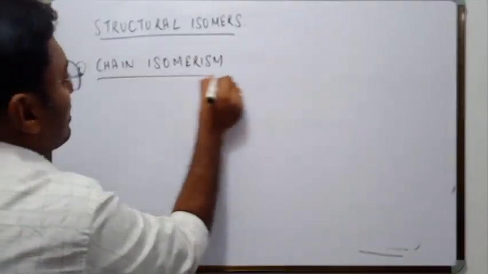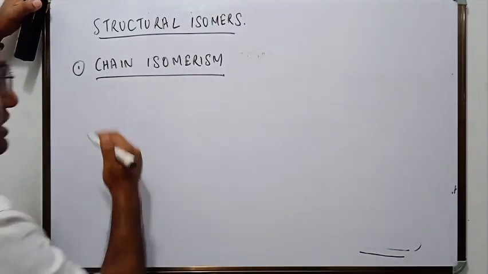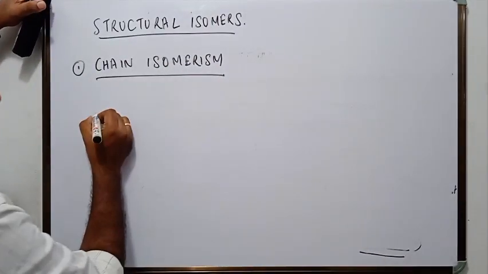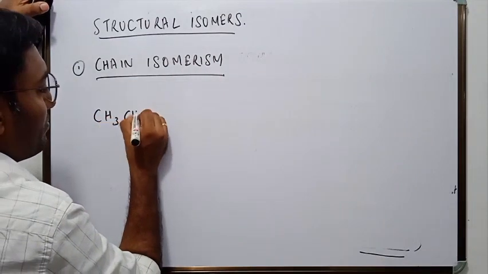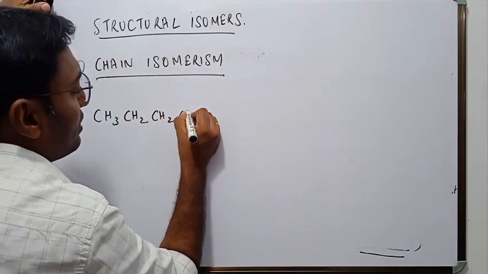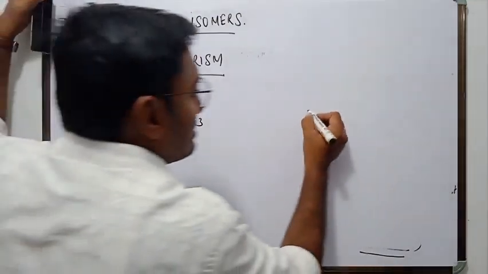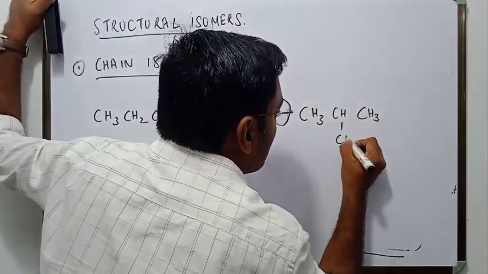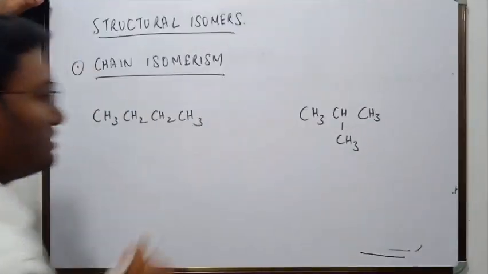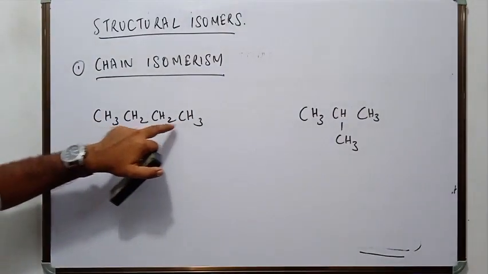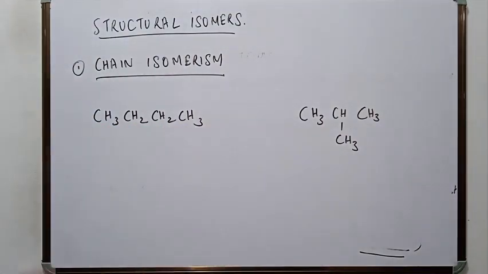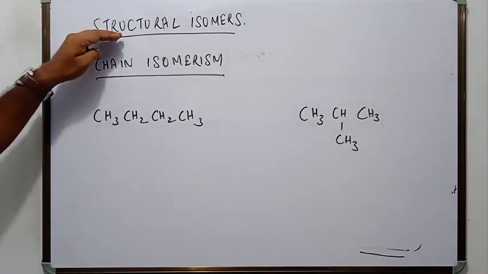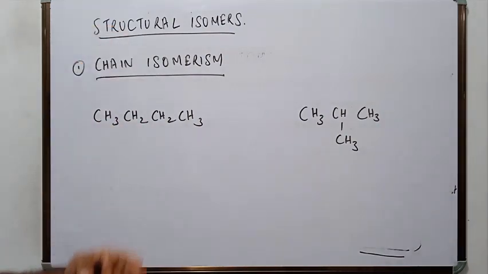Let me first write down the examples of chain isomerism, and then we will explain it. This is the first example. This is n-butane, and this is isobutane. Look at this. What is different in both of these? The way the carbon atoms are connected to each other is the only difference. That is why I said earlier that structural isomers differ in the way the atoms are connected to each other.